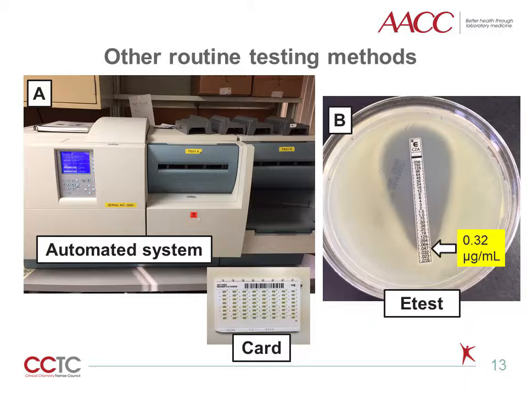Depending on the platform, either MIC values or breakpoint categories are reported by the automated system. E-test is similar in concept to disc diffusion, where the impregnated drug on the E-test strip diffuses into the agar, creating a zone of inhibition. Unlike disc diffusion, E-test measures MIC and not zone diameter. In Panel B, this organism has an MIC of 0.5 micrograms per mL of this particular agent.